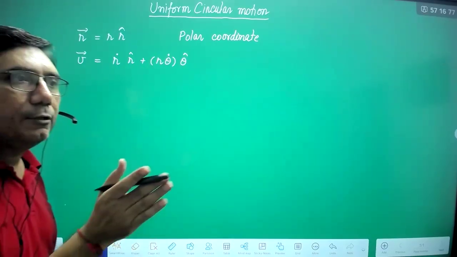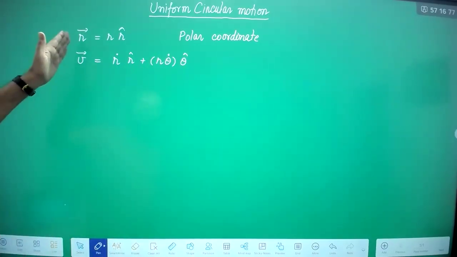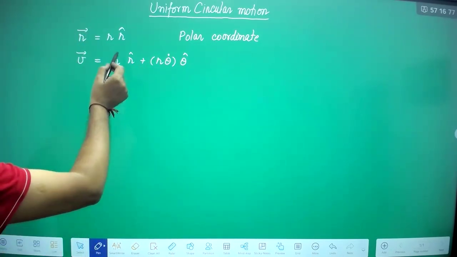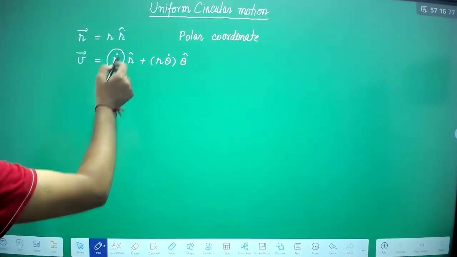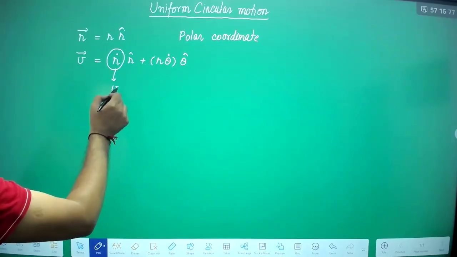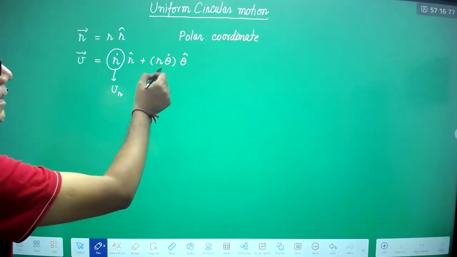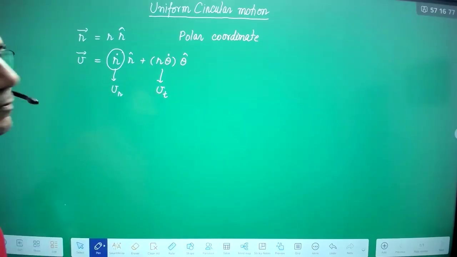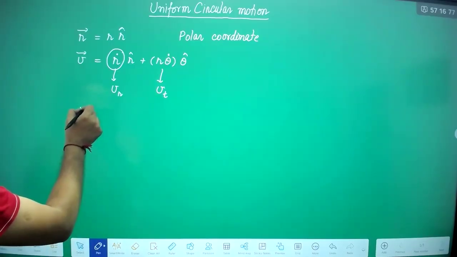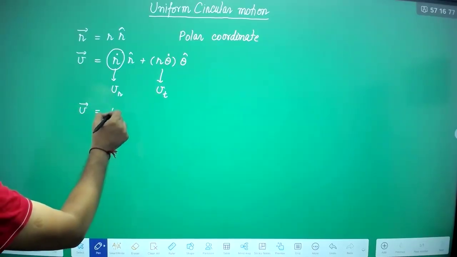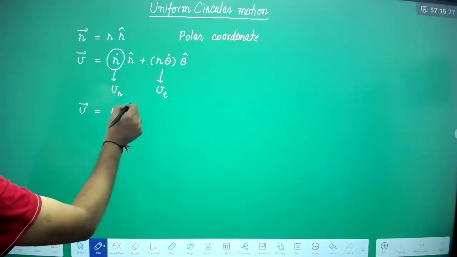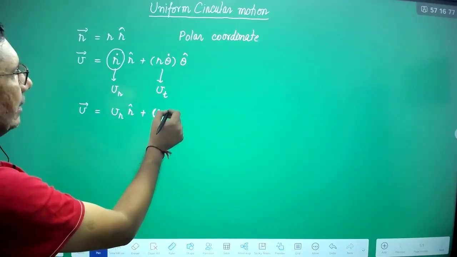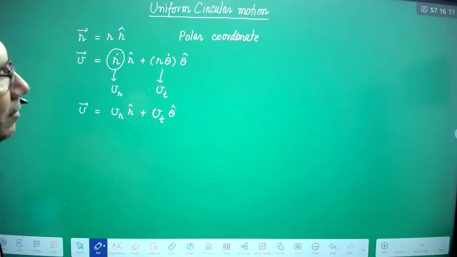So in the last class, by using polar coordinates, I found the position vector R vector equal to R R cap, and the velocity in terms of polar coordinates will be R dot R cap plus R theta dot theta cap. This R dot is known as radial velocity, and this R theta dot is called tangential velocity. So what is V here? V is equal to VR R cap plus VT theta cap. It will be like this.